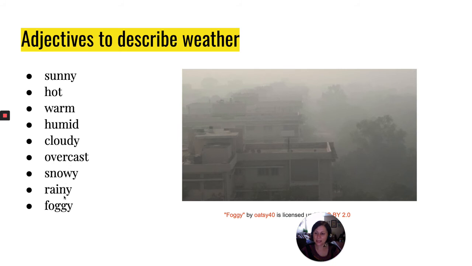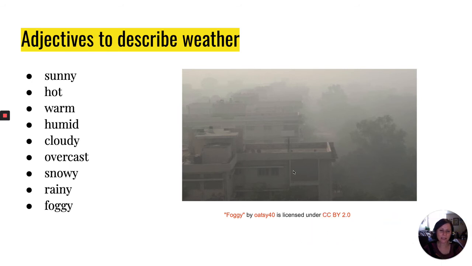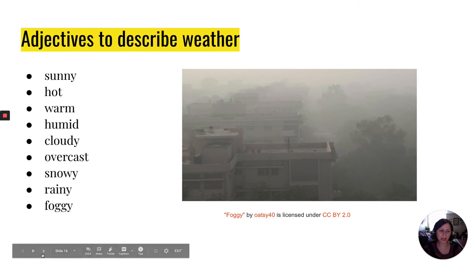Snowy, rainy, and foggy. Here's a picture of fog. Fog means the clouds are low and you can't see very well. It's also dangerous to drive in fog when it's foggy.